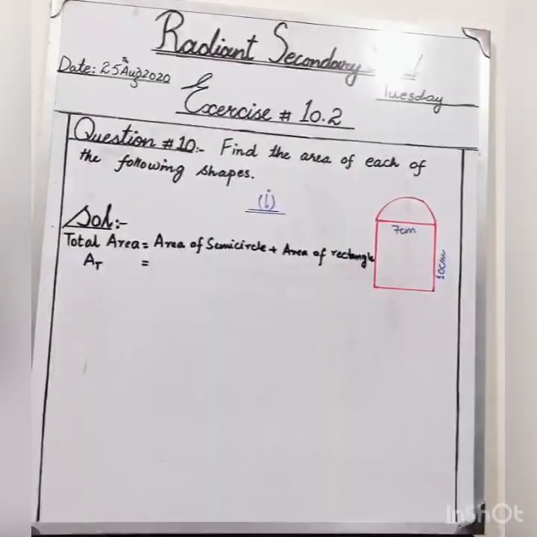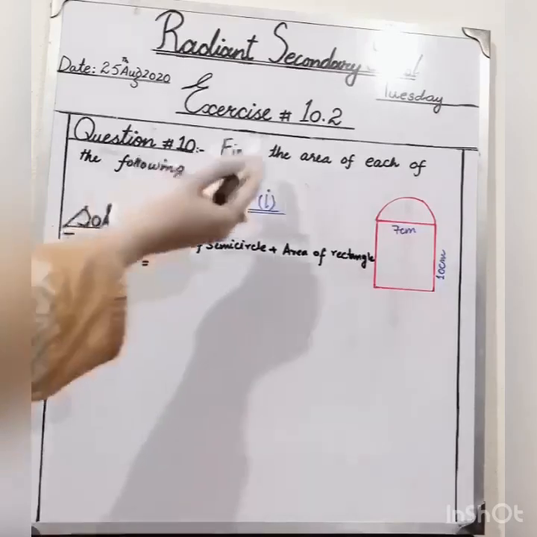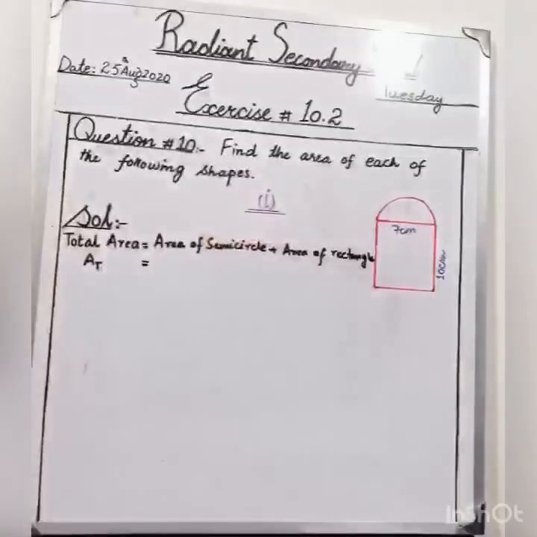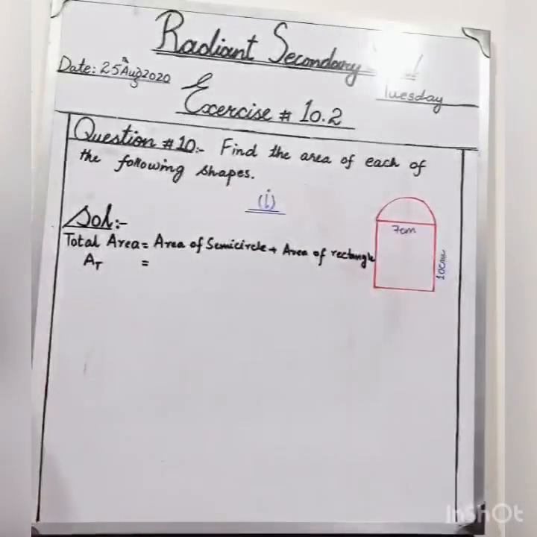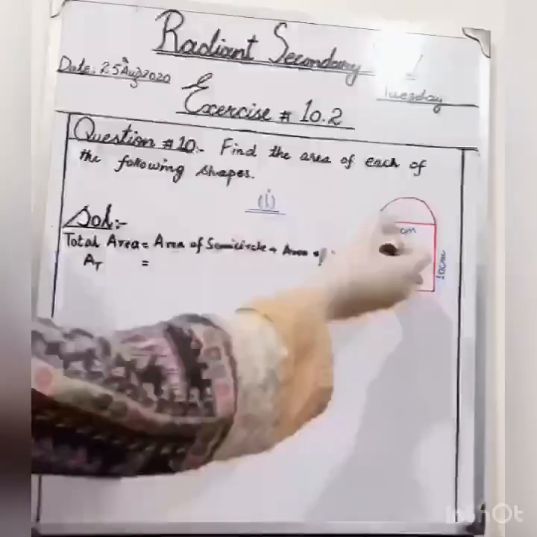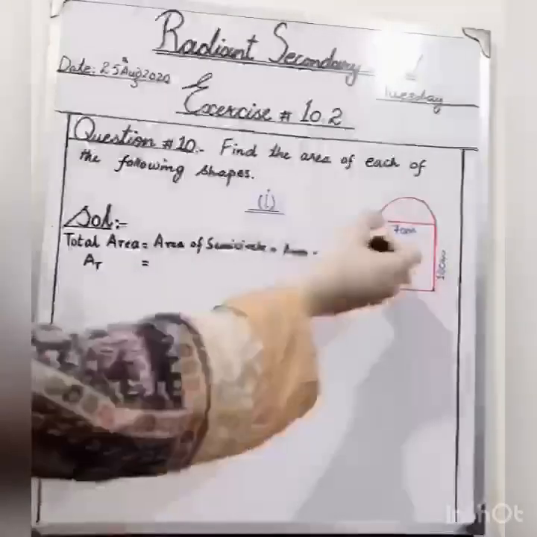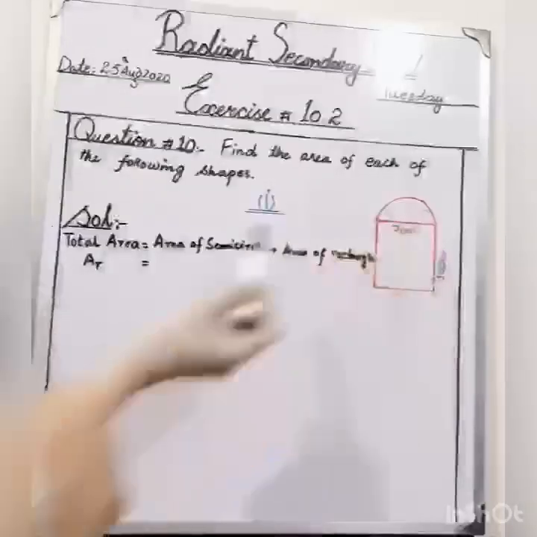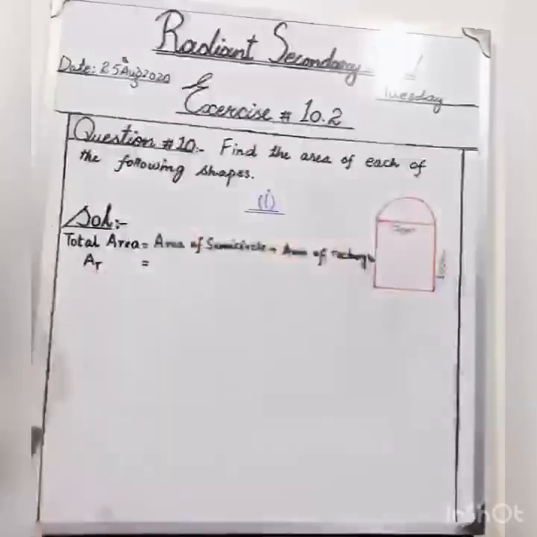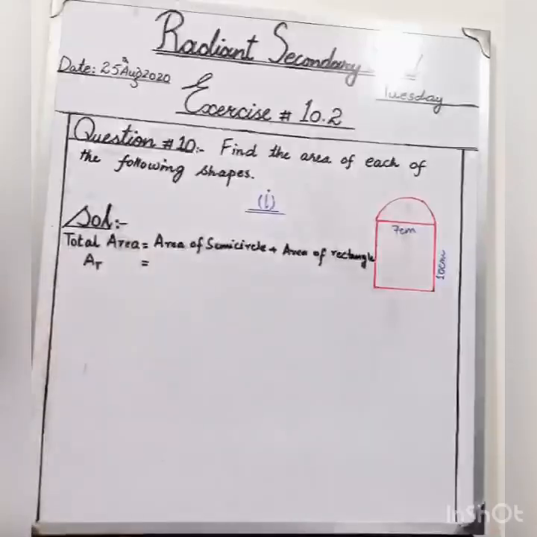Now students, we are going to start question number 10, and question number 10 is: find the area of each of the following shapes. A shape is given to you. Firstly, we will understand what type of shape it is. For example, in the first part, here is a rectangle and a semicircle. So what we will do, we will find out the area of the rectangle, the area of the semicircle, and then add both the areas. In this way we can find out the total area of the shape.